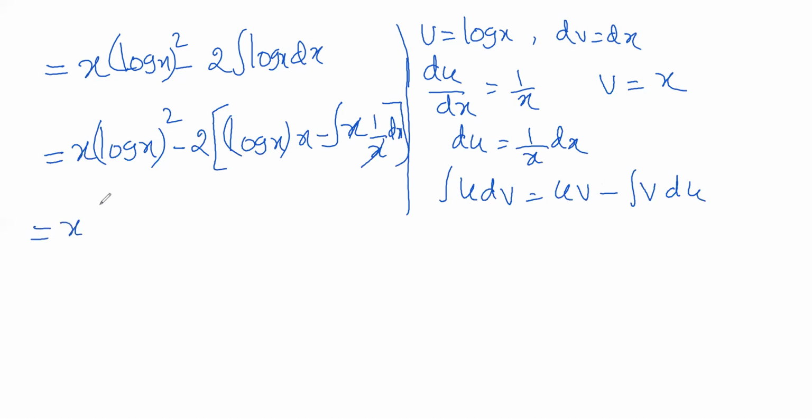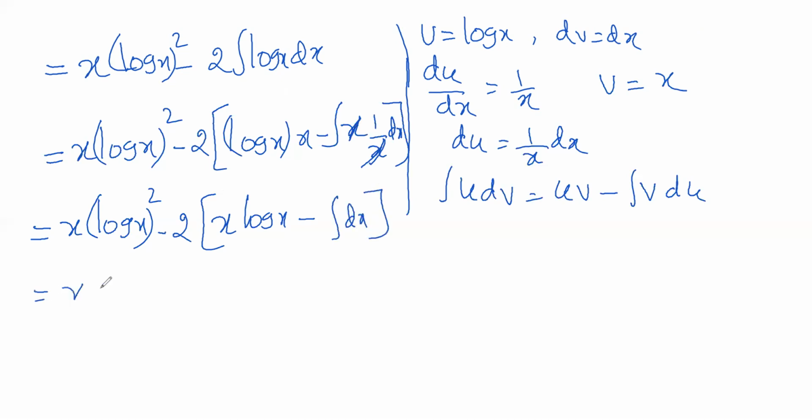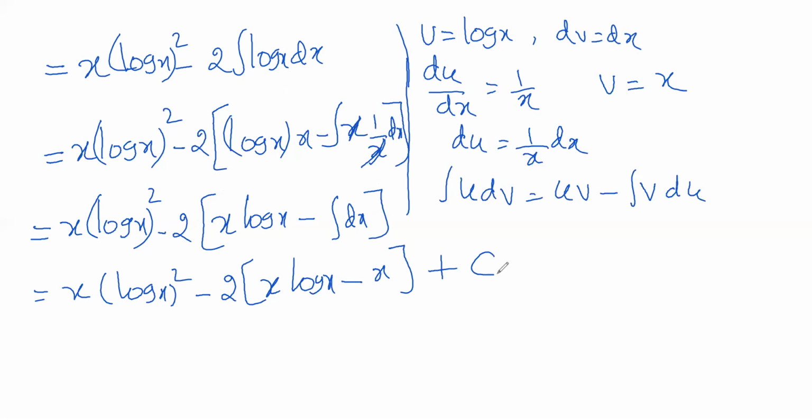Now see x into (log x) the whole square minus 2 into, here write x first, x into log x minus, this x cancel. After we'll have integral of dx. Correct? Okay. Now x into (log x) the whole square minus 2 into x log x minus, what is integral of dx? Simply x. So the integration over, so plus c. Right? Now if we want, we remove the bracket.